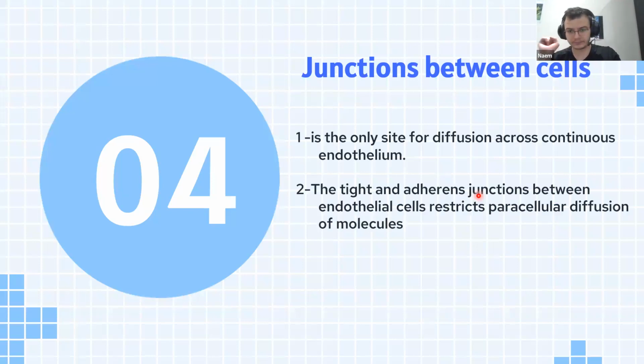We will see now. Second of all, we have tight and adherent junctions. For these two cells to be attached together, we have tight and adherent junctions. Basically, these junctions won't just stick the two endothelial cells together, but they will also restrict the paracellular diffusion. Again, there is no free diffusion, no matter what. We can't allow the blood to just go outside like it wants. So these tight and adherent junctions restrict the paracellular diffusion of molecules.